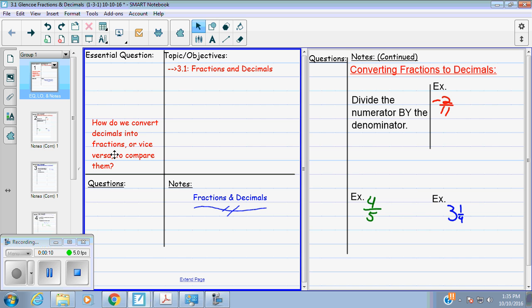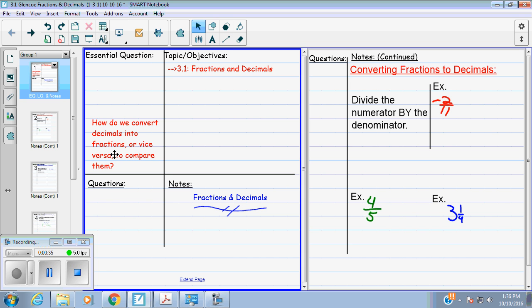Today's topic is fractions and decimals, and our essential question for this lesson is: how do we convert decimals into fractions or vice versa? Remember, that just means backwards, to compare them. You're going to want to pause right here while you copy down what you see. Leave those two examples, 4/5 and 3 1/4, blank for now, but copy everything else that you see.